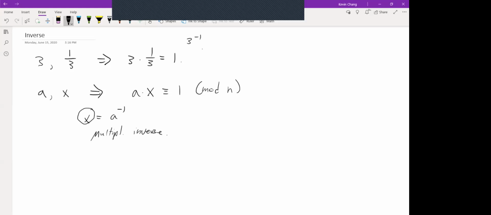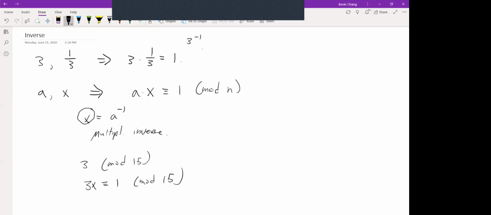And a thing to know about it is we might not always be able to find an inverse of a. So for example, if we're looking at the number 3 in mod 15, you can try as much as you want, but you won't be able to find a number x such that 3x is going to be congruent to 1 mod 15. And that's because 3 is a divisor of 15. They share a common factor of 3. So you're never going to find a number where it's not divisible by some part of 15.